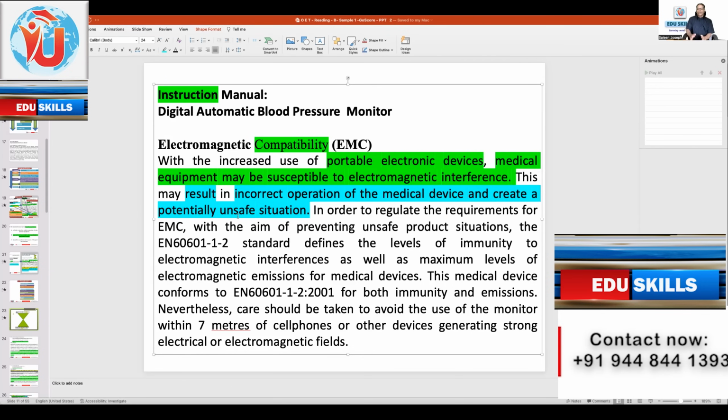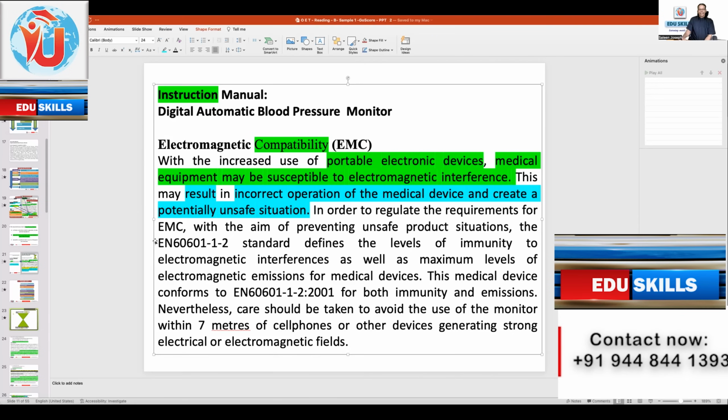Yeah. Now, solution. You have a problem presented in cause and effect language. Wherever there is a problem given, the same paragraph or the same text will give you some reasons or solutions. Here it's not reasons, it's solutions they are giving. In order to regulate the requirements for EMC with the aim of preventing unsafe product situations, they already said potentially unsafe situations. What is the solution?